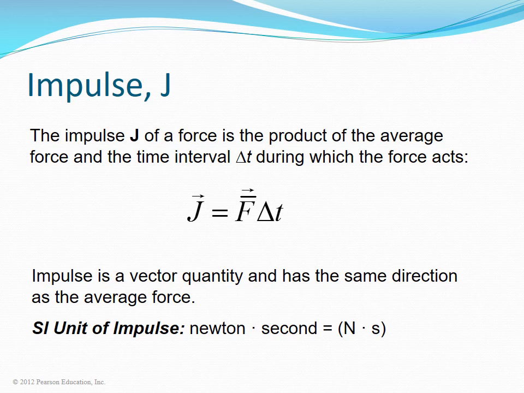We now define impulse and give it the symbol J. The impulse J of a force is the product of the average force and the time interval, delta t, during which the force acts. Impulse is a vector and has the same direction as the average force. The SI units of impulse are the newton second.